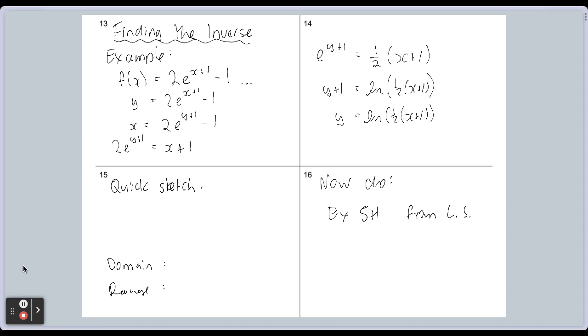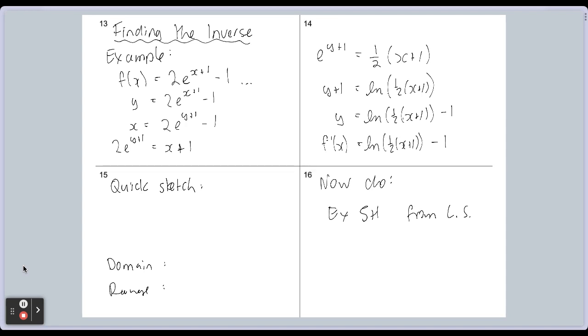And to put it in the correct terminology, I now will go f inverse of x is equal to ln of a half x plus 1, minus 1. So I didn't put the minus 1 on before.